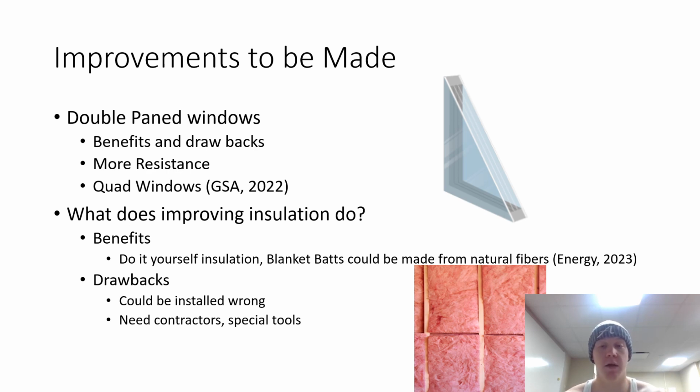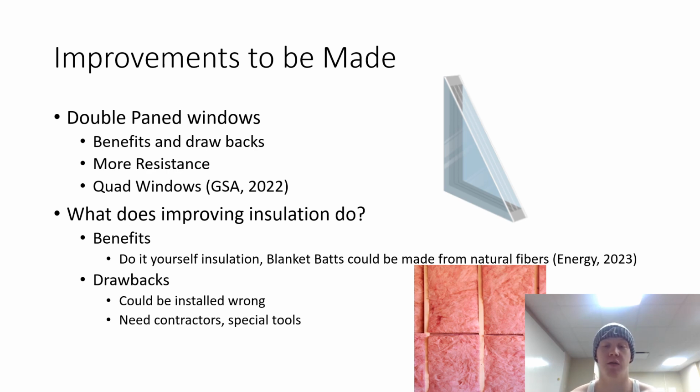So some other things that you could do in a household, as I proved earlier, would be changing the insulation. Some of the more affordable situations that people could use is do-it-yourself insulation. This may not always be the best situation, but it is also the most affordable. Blanket bats can be made from natural fibers, as I found in Energy 2023.